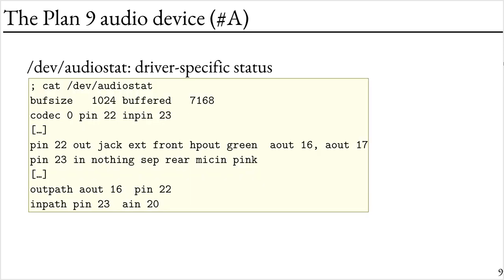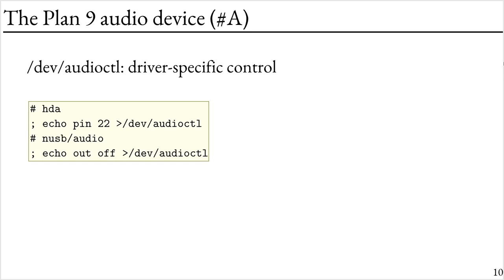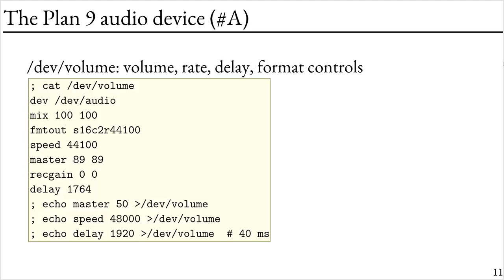Audio stat is for driver-specific status, so the output is different for every driver. In this case, this is some example output for the Intel HD audio driver. It just shows how audio is routed. Audio CTL is its control counterpart, where you can send configuration messages to the driver. And finally, volume gives access to the volume, sampling rate, delay, and format controls. These can be either read or set by specific messages.